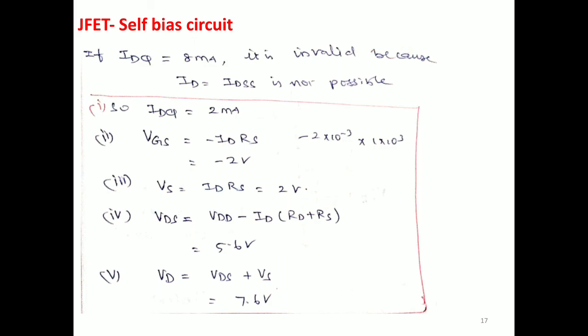So VGS: substitute ID equal to 2 milliamps and find the VGS value. Next step, find VS equal to ID into RS, with ID already 2 milliamps. What about your VDS? VDD minus ID into RD plus RS. Finally we have VD equal to VDS plus VS. So that's all about self biasing of JFET.